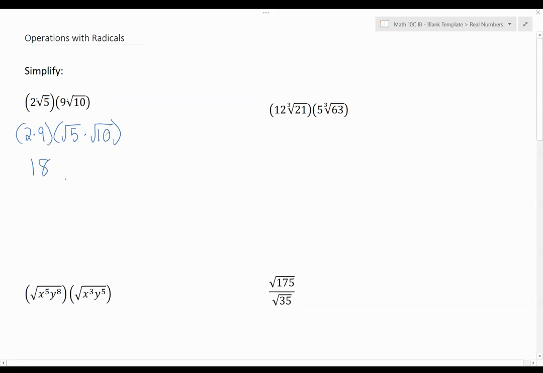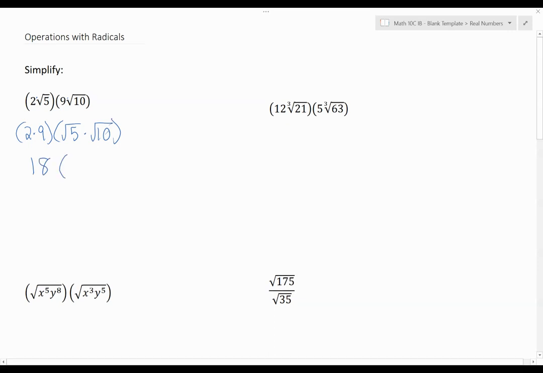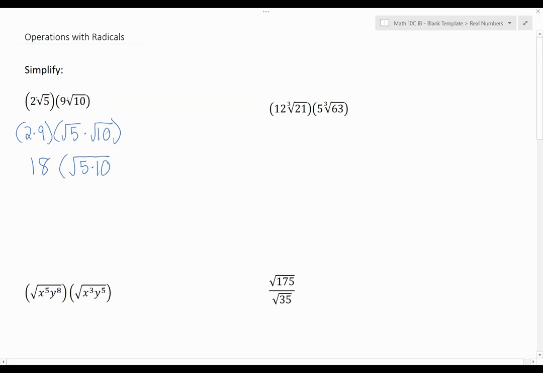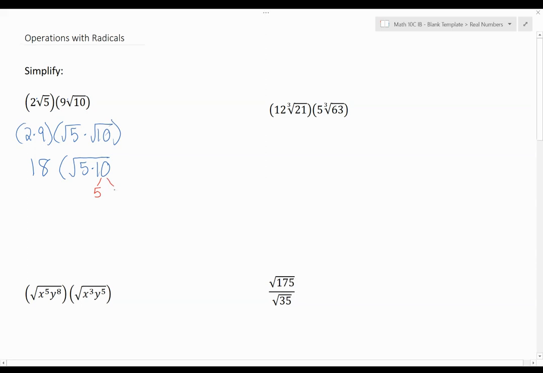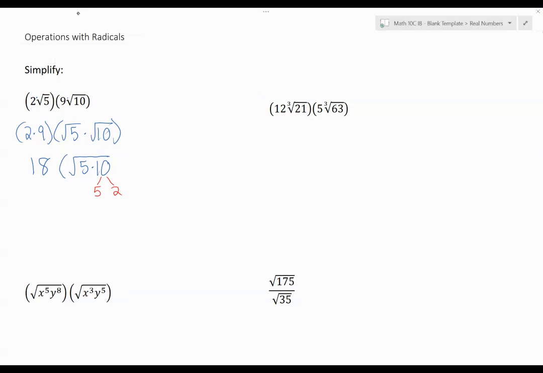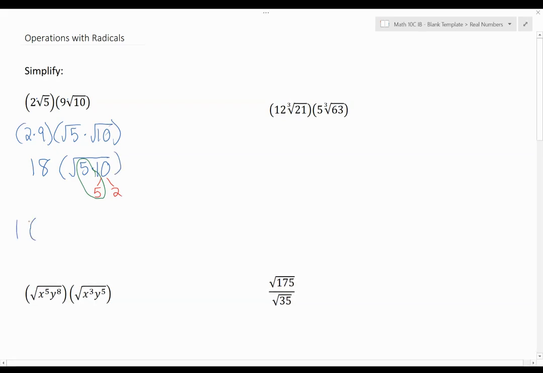Root 5 times root 10, remembering that square roots are basically just exponents, and since I can distribute an exponent over a multiplication, I can also distribute a radical over a multiplication. I can treat this as root 5 times 10. That's obviously 50, but I'm not going to bother doing that multiplication because when I want to simplify a radical, I want that radical to be factored. So when I factor 10, it has 5 and 2 as factors, which means I have a pair of factors right here. So that simplifies to 18 still out here, 5 times the square root of 2.